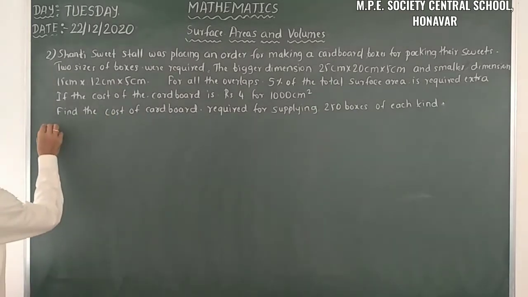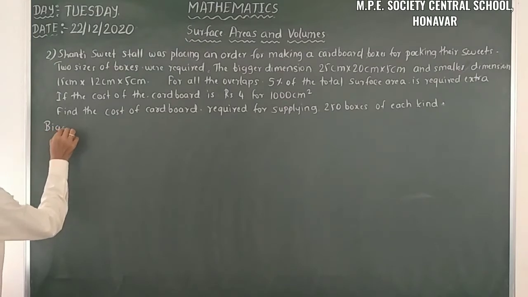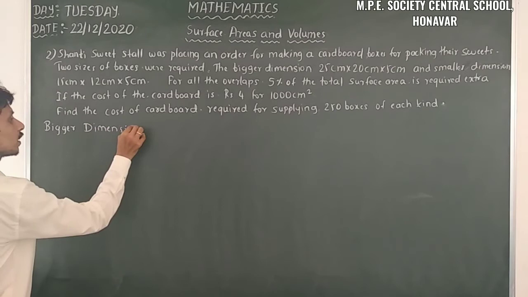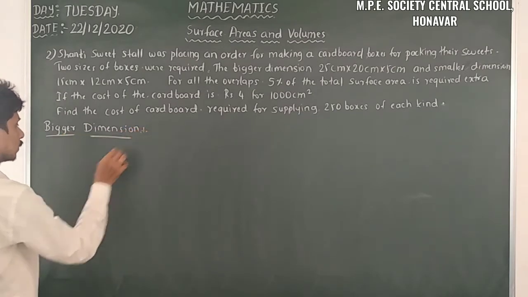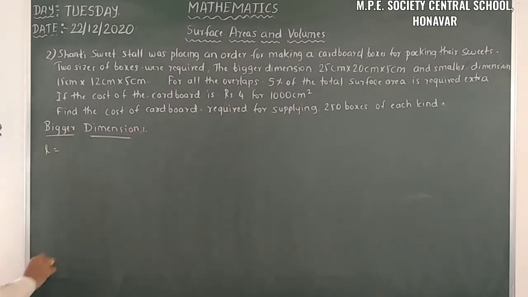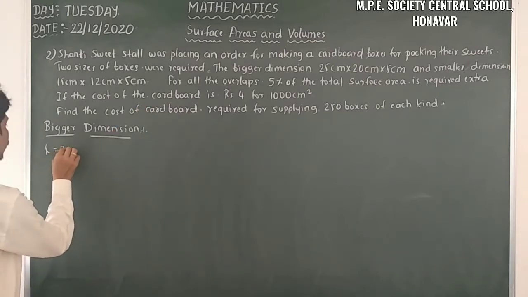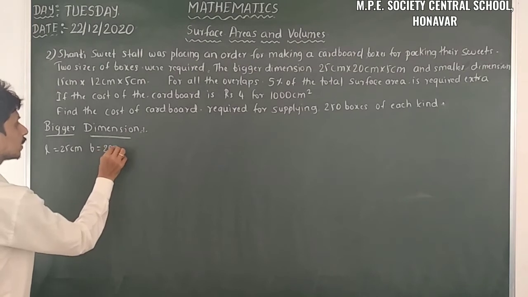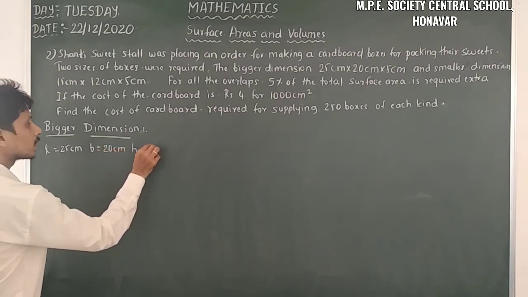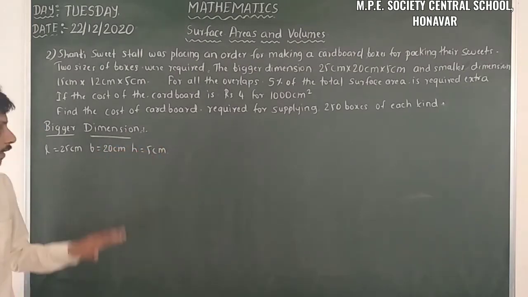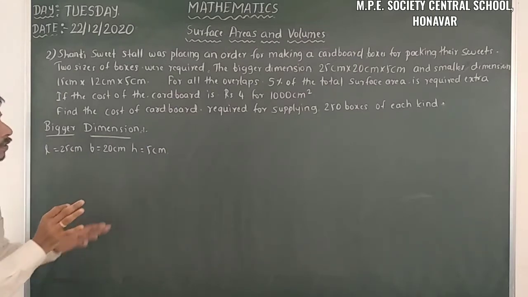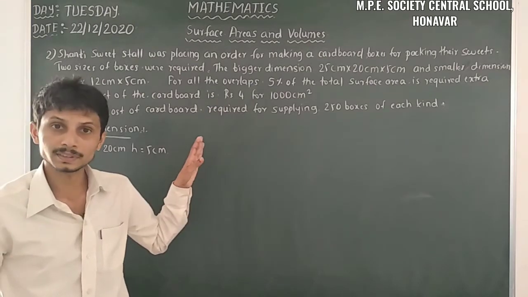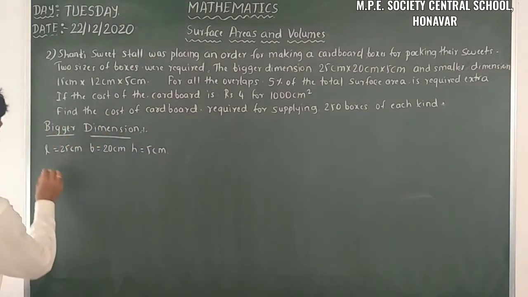So firstly, for the bigger dimension, what is the area we have to find out first? What is the value of L here? L is 25 centimeter, the value of B is 20 centimeter, and H is 5 centimeter. Then here we have to find the total surface area.